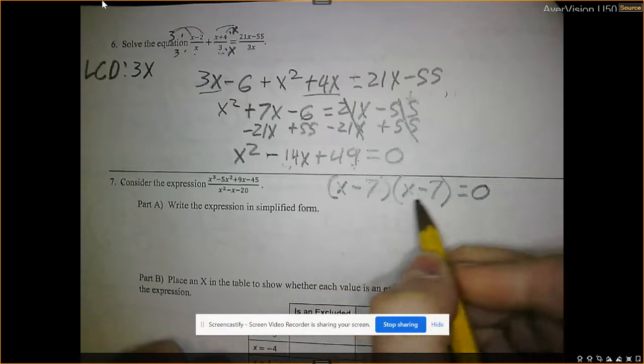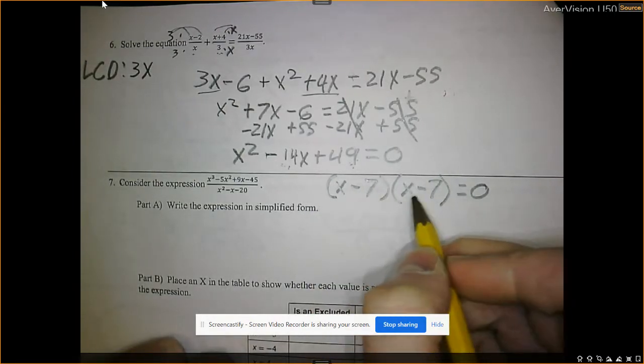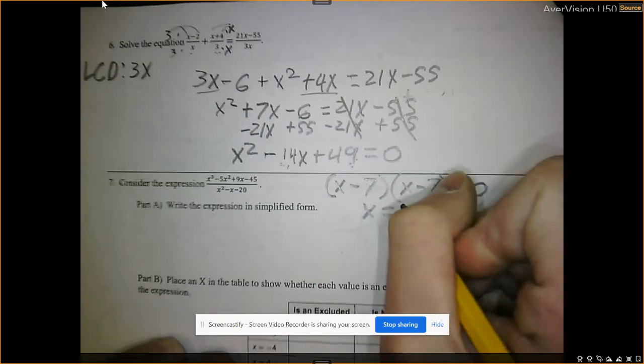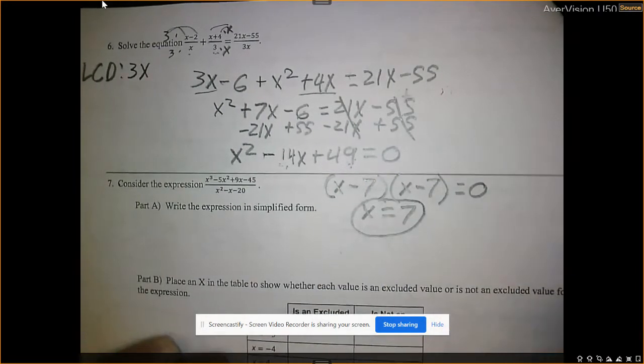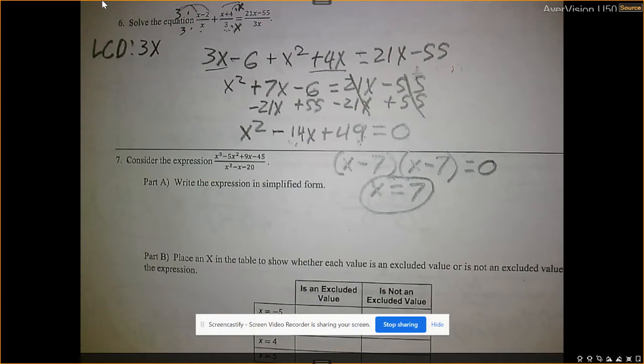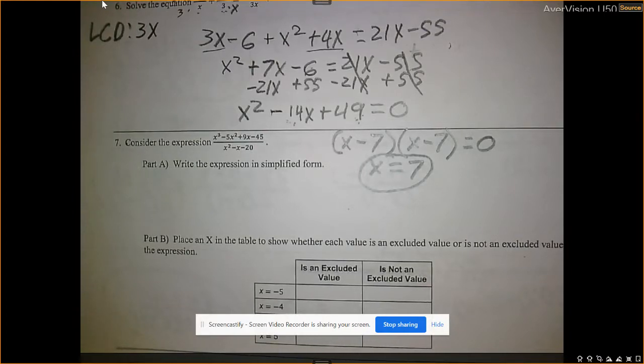So you're just thinking, well, what x value makes this equal 0? Either of these equals 0. In this case, it's both. Well, 7 minus 7 is 0. So that's your one solution. X equals 7. It's like a double root there. So your answer is x equals 7 there. Okay, and yeah, that's good for that one. Now, going on to the next one.